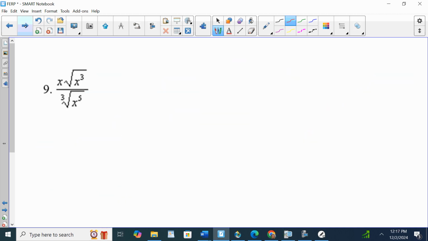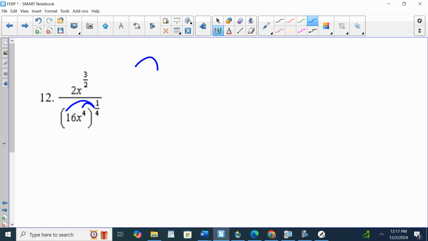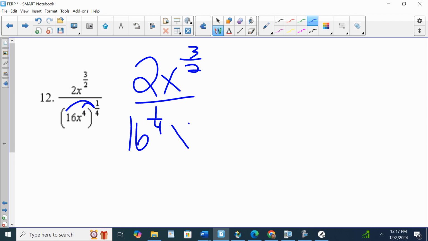Now the next section is the same thing, but it wants the answer in radical form. So let's do number 12. Radicals are fractional exponents. Don't see that. Get rid of parentheses. Everything inside gets it. So it's 2x to the 3/2 over 16 to the 1/4. When I'm raising a power to a power, I multiply. 4 times 1/4 is 1. 4 times 1 is 4 over 4 is 1. Use a calculator if you need to.